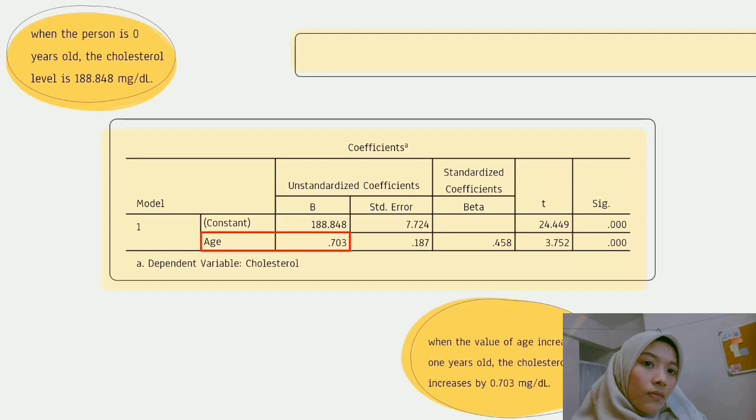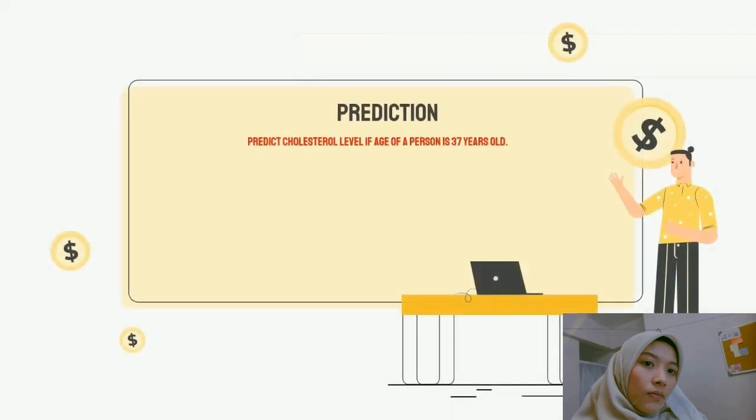The slope from SPSS is 0.703, meaning that when age increases by 1 year, the cholesterol level increases by 0.703 mg per dl. From the previous values, we can form the complete regression equation, which is y equals 188.848 plus 0.703x. The prediction of cholesterol level if the age of a person is 37 years old can be calculated as shown in the slide. From the calculation, the cholesterol level is 214.859 mg per dl if the person is 37 years old.